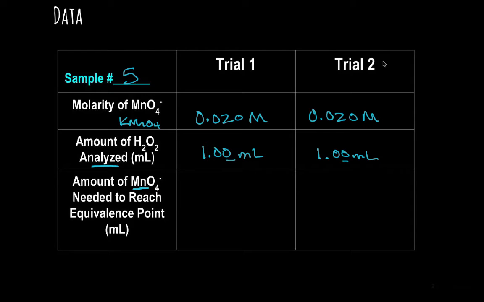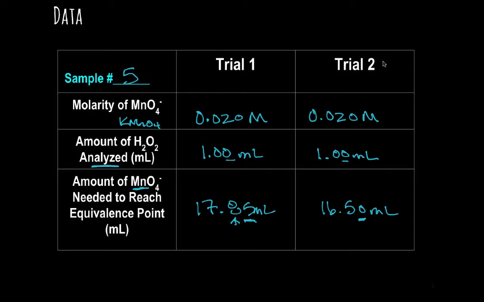So let's say for what we're doing here, it took me 17.85 milliliters the first trial, and it took me 16.50 milliliters for the second trial. Again, notice I'm writing down that extra figure there, because the burette's measured to the 10th place, so I'm estimating 1 place past that. So you have to make sure you're recording that information.